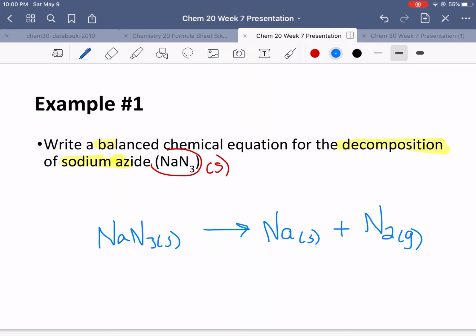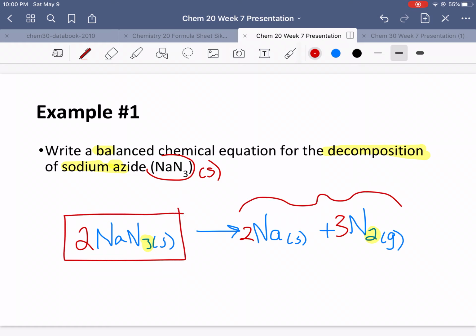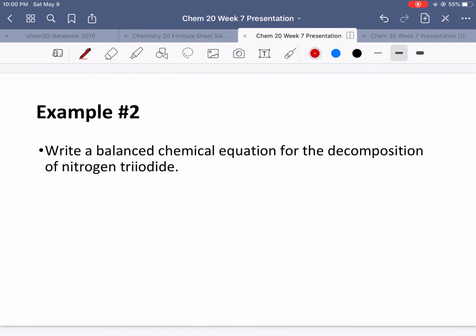N2 gas. Balancing, of course, is always essential. We have that similar problem: I've got an odd number of nitrogens on one side, an even number on the other. Not going to cut it. Let's get the reactant to be even. So now I'm up to 6 nitrogens. I can put a 3 on the produced. Now I've got 6 nitrogen produced. I messed with the sodiums: 2 going in, 2 going out. It's finished. But recognize that it's a single compound breaking down into individual elements. This is key.